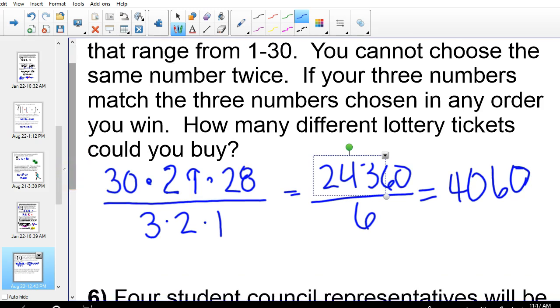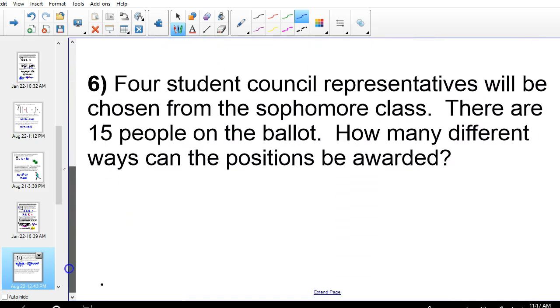Okay, so if the order doesn't matter, that increases your odds, but they're still not great in this case, right? All right, so let's look at 6.